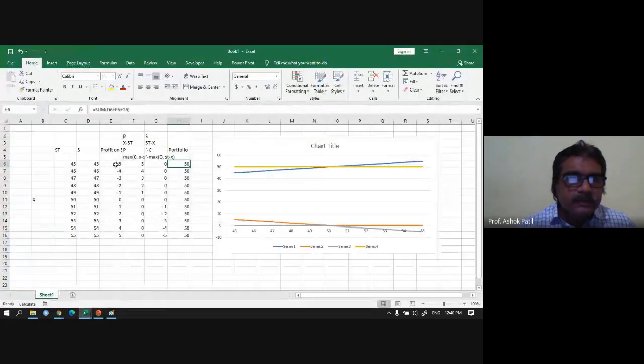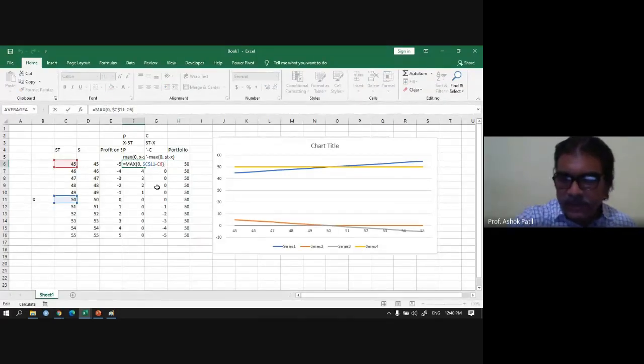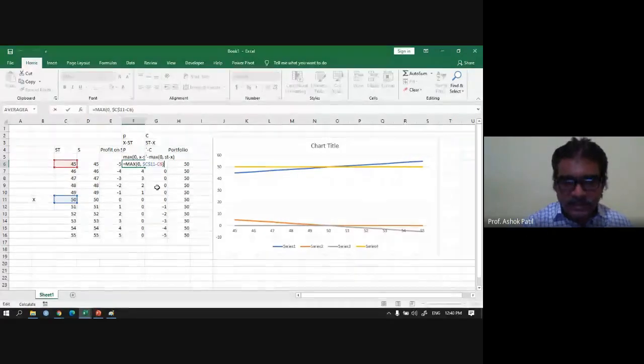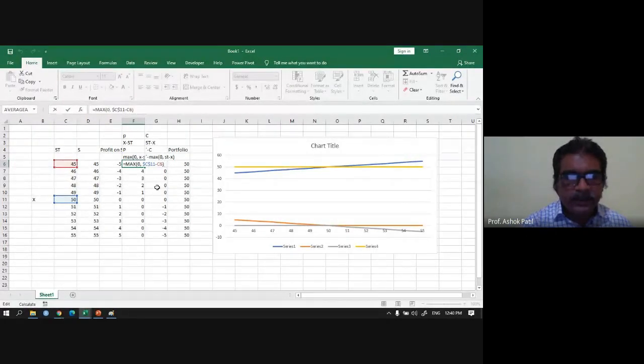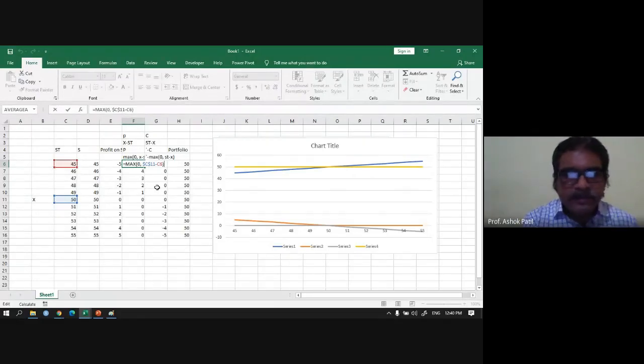So let me manually put it here. I don't want to change the entire part, so I'll make the changes in the formula itself. In the formula, I will just add or deduct. Is that okay? Yeah, it will be easier, because the graph will be immediately drawn there.